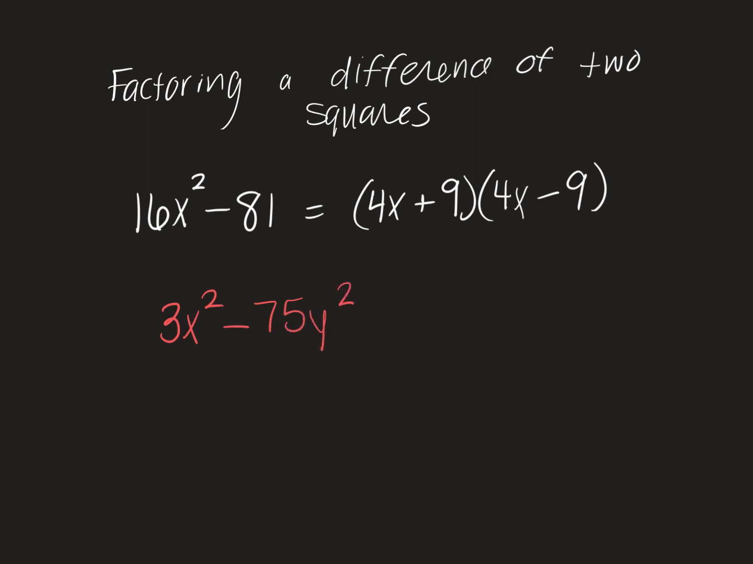So, we only have two terms, right? Can we take the square root of these? No. Okay. Do they have a greatest common factor we can pull out? Yes. What is it? 25.